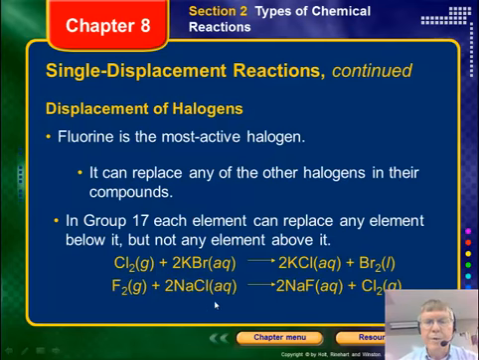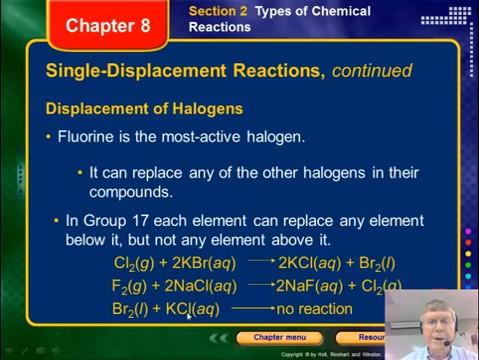Similarly, fluorine will replace the chlorine in sodium chloride and produce sodium fluoride, and you get chlorine gas given off. Bromine plus potassium chloride: bromine is below chlorine in the periodic table. No reaction. Bromine is not able to replace chlorine because it's beneath it in the periodic table. And that's the end of our discussion of single displacement reactions.